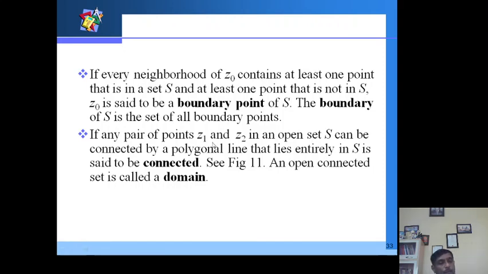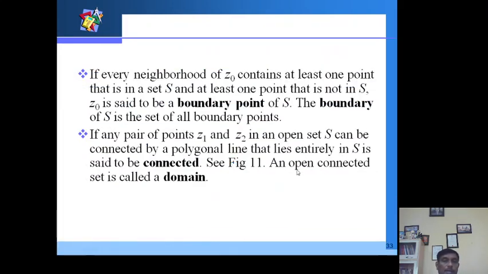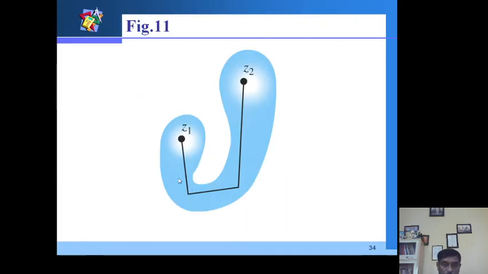If any pair of points z₁ and z₂ in an open set S can be connected by a polygonal line that lies entirely in S, then S is said to be connected, and if you see in this diagram, it is connected. An open connected set is called a domain. This is known as the domain in this diagram.